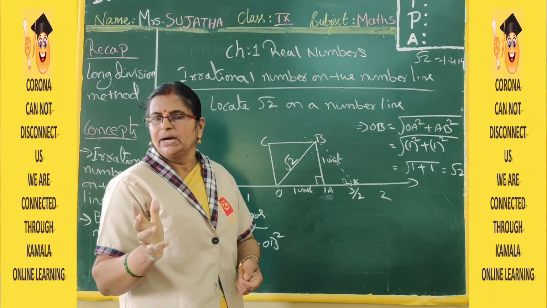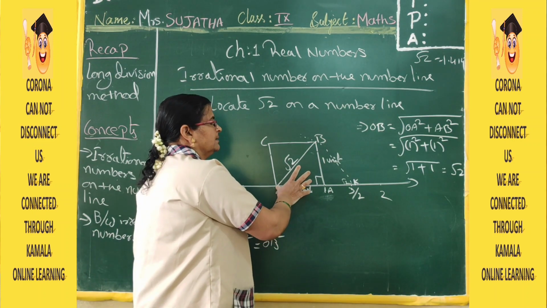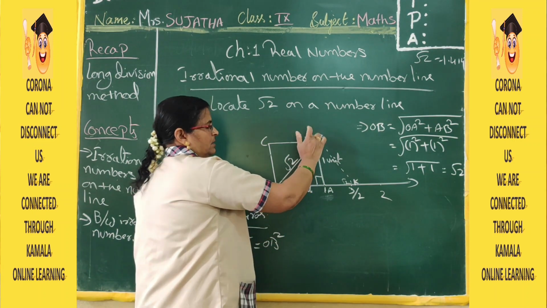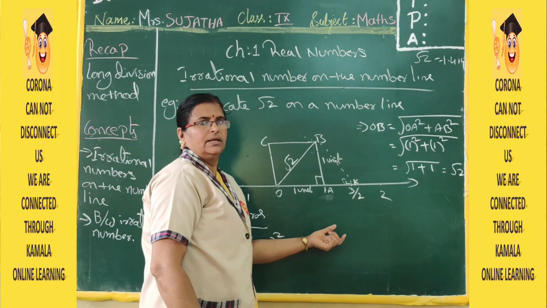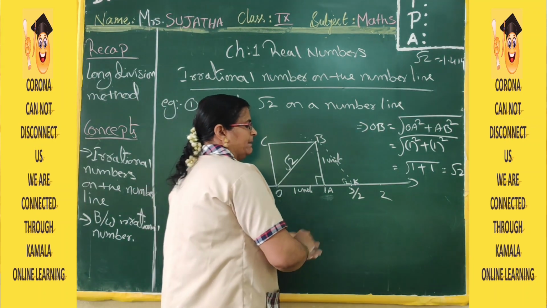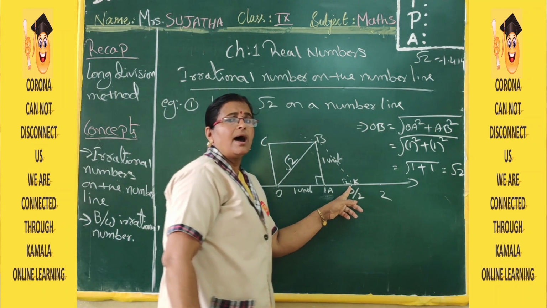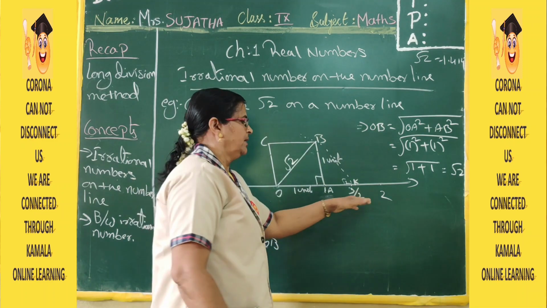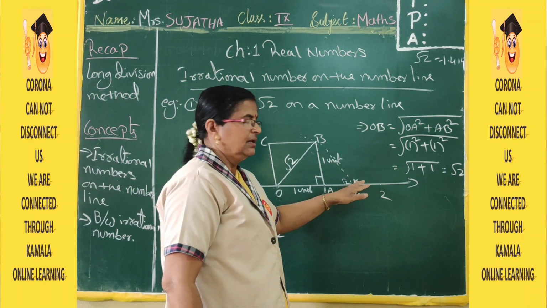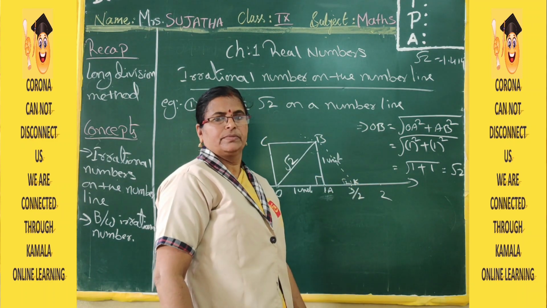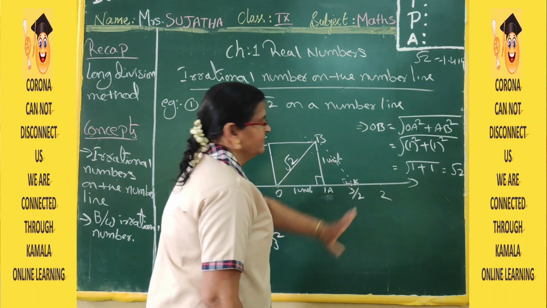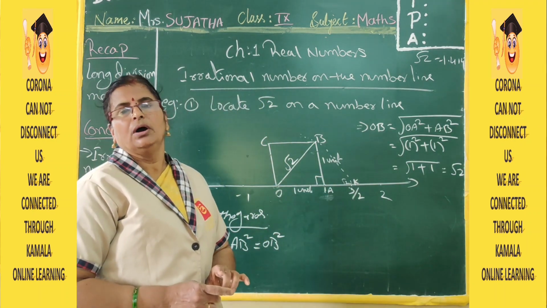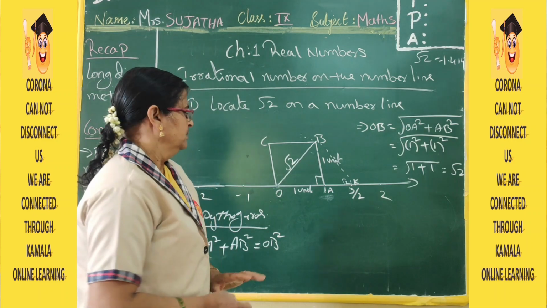Now take the compass, take O as the center with the distance of OB. You have to draw the arc on the number line. Where the arc will intersect, where the arc will cut the number line, there you can put K. That is root 2 value. Understood? So like this we can find the root 2 on a number line.